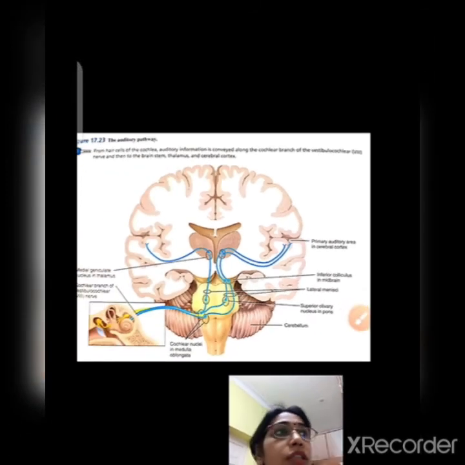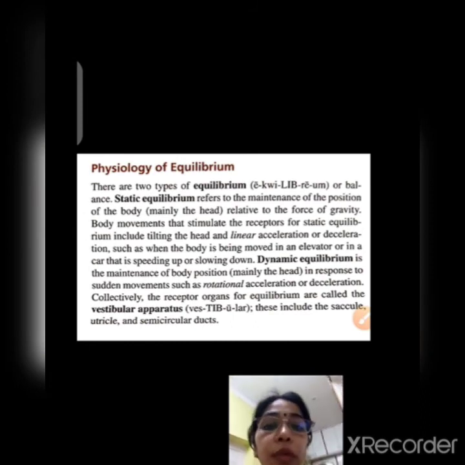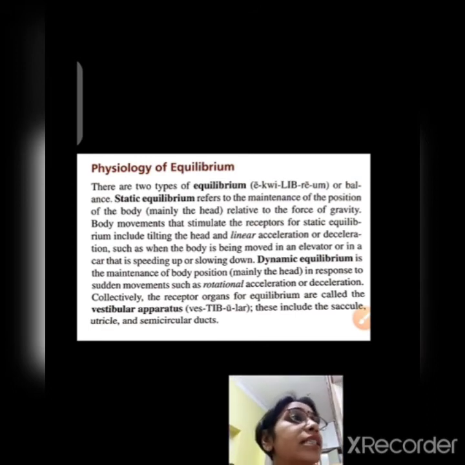Okay, the auditory part. Now, next is the physiology of equilibrium: how the ear maintains equilibrium, or the balance in the body.